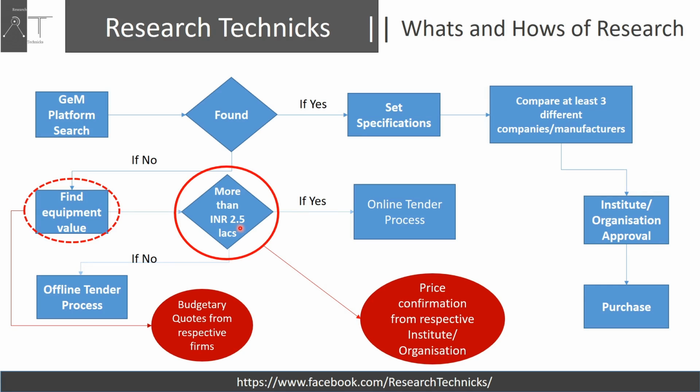is less than 2.5 lakhs or more than 2.5 lakhs, but still this price you have to get confirmed from your institution or organization. But in general it is 2.5 lakhs. If your equipment is less than 2.5 lakhs, you will directly go to the offline tendering process, and if it is more than 2.5 lakhs, you have to go for the online tendering process. Keep these 2 things in mind.